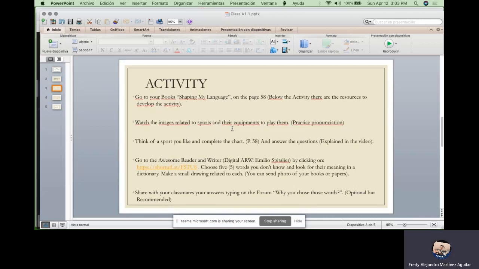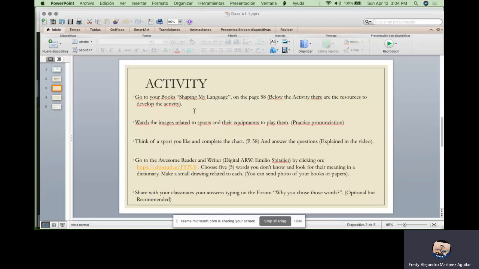So the activity is going to be: go to your books, Shaping My Language, on page 58. You have below the activity on the platform Sistema 1 the file Shaping My Language, and you open it on page 58. Perfect. Also, those different slideshows are going to be included in the resources during the activity. Yes, don't worry, you can watch them. So below the activity, there are the resources to develop the activity.